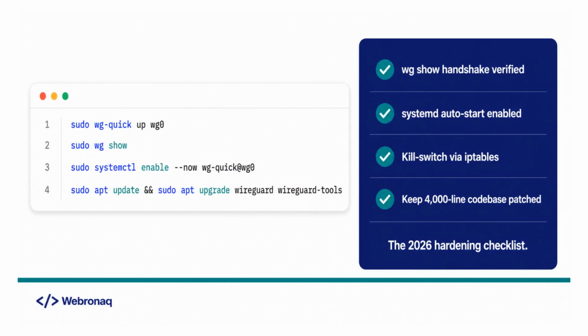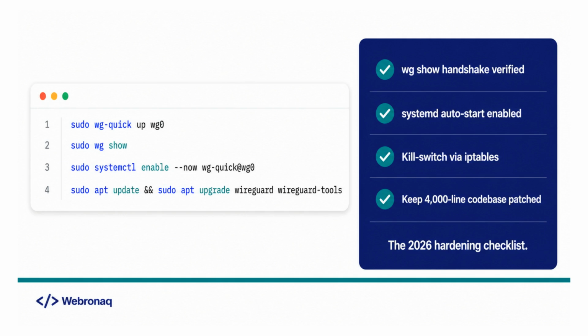Now look at this. Bring up the interface with wg-quick up wg0, then run sudo wg show. You will see the server's public key, the listen port, and, once a peer connects, a recent handshake timestamp and transfer counters. A handshake within the last few minutes means the tunnel is alive. To make the server survive a reboot, enable the systemd service with systemctl enable --now wg-quick@wg0. That one command handles auto start on every boot.